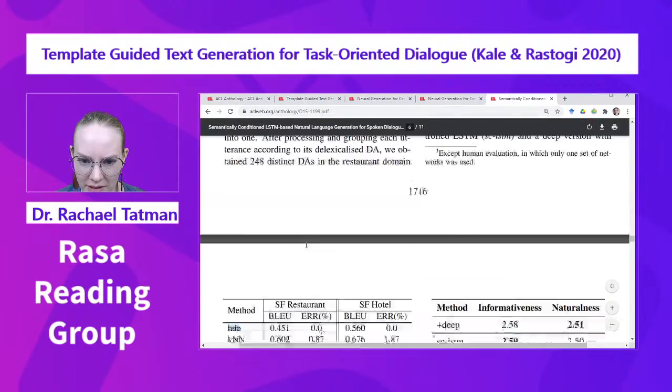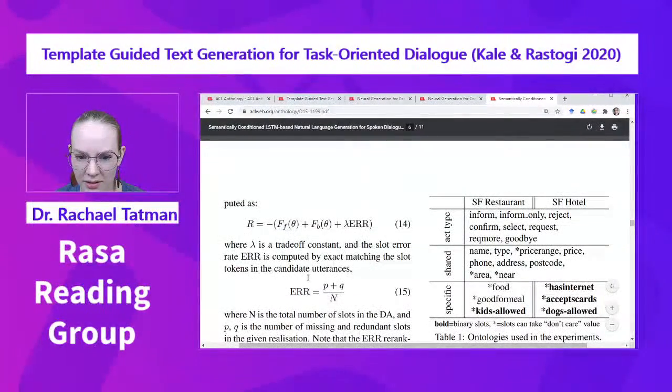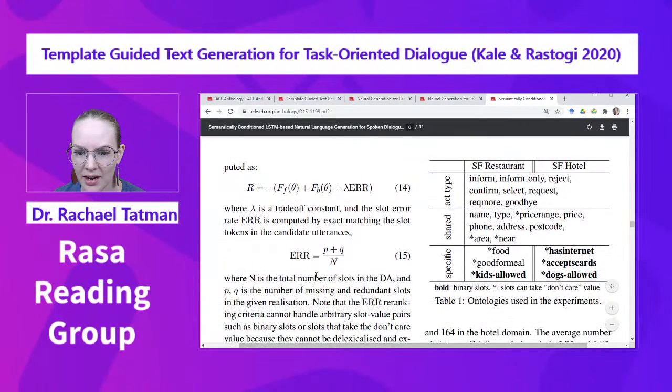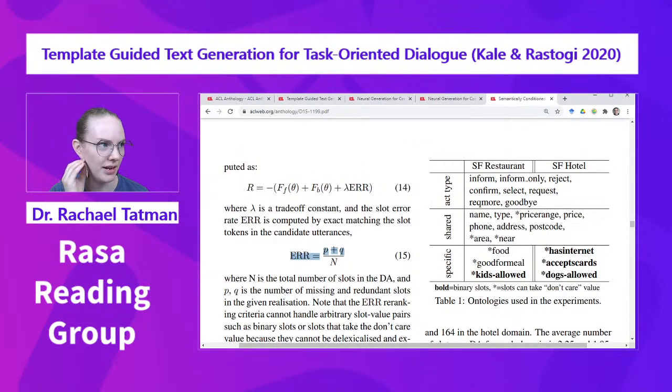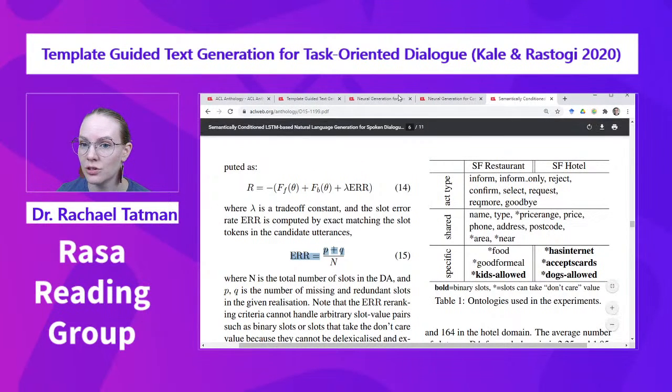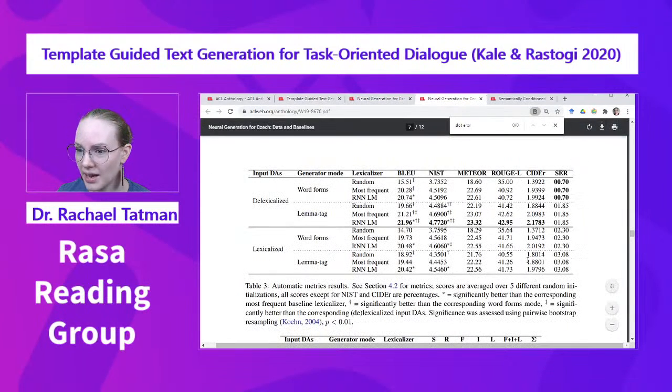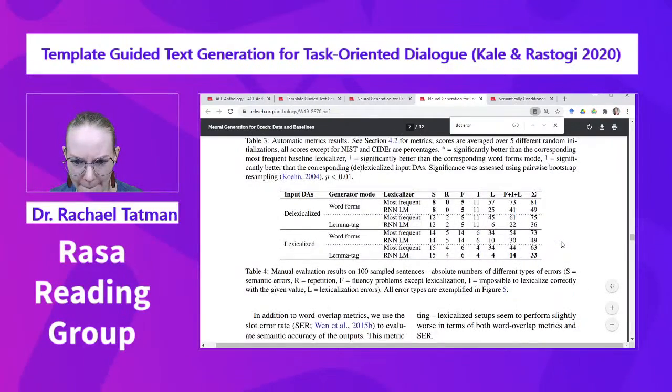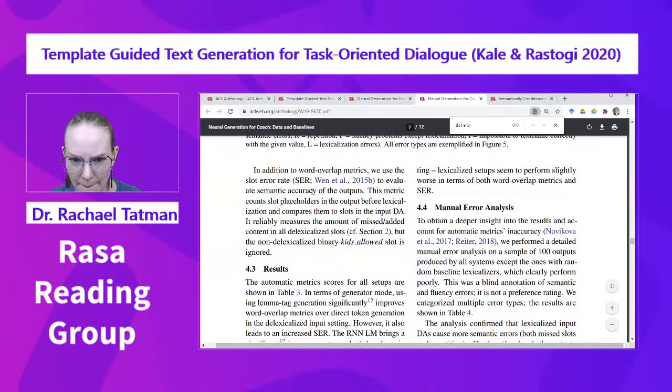Let's check their... Yeah, so the way that it was originally presented in 2015 is not as a percent. So if they're doing this as a percent, so this is the Czech 2019 paper. I'm just trying to see if this is a percent or not. Slot error rate. Slot placers and reliably measures.